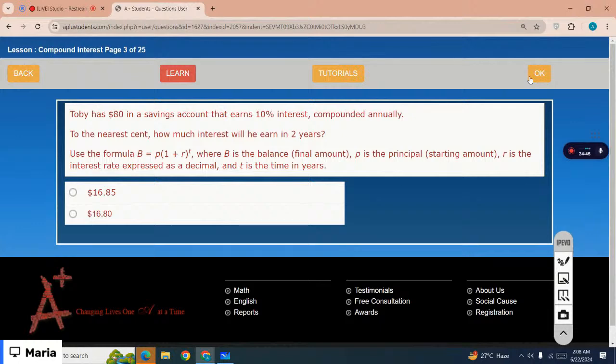Toby has $80 in the savings account that earns 10% interest compounded annually. To the nearest cent, how much interest will he earn in 2 years? So which is the correct option? You can do the question in your notebook and write down the answer in the chat.